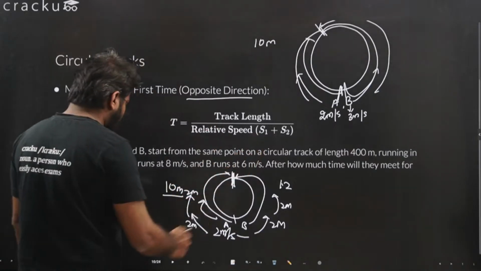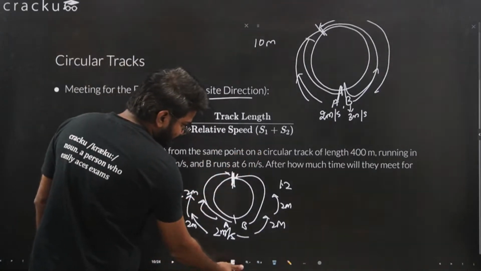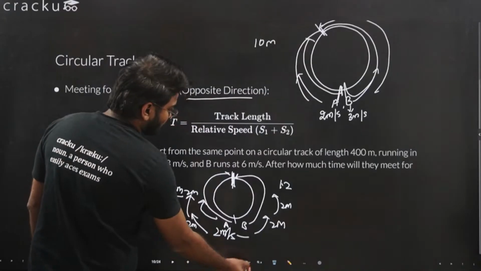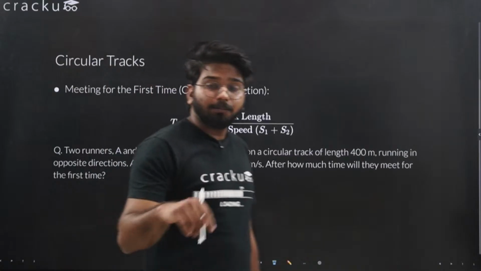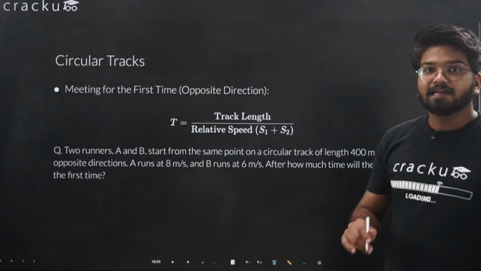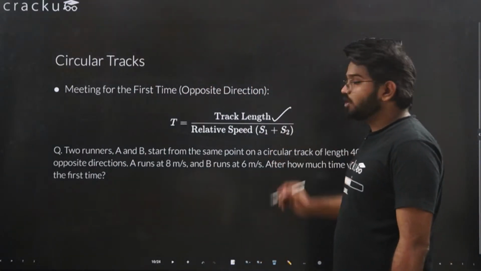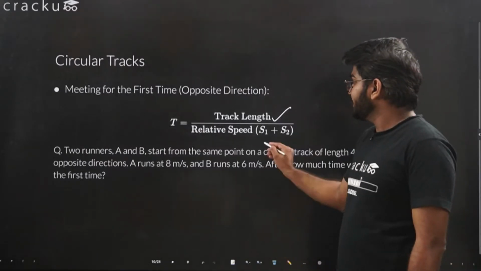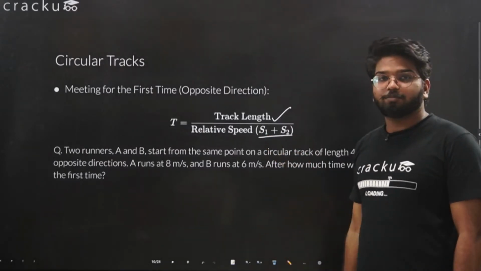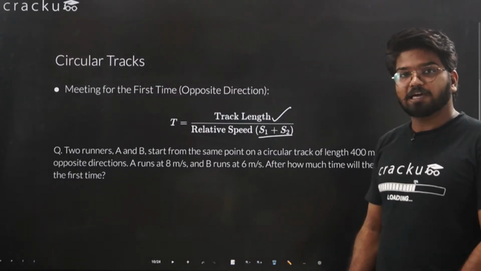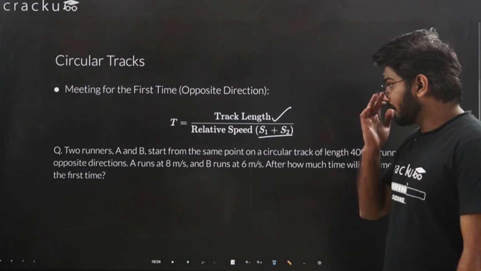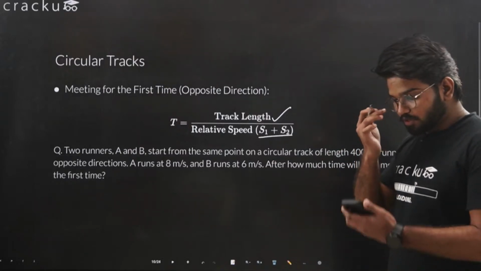Similarly, the same concept here is that if two persons are moving in opposite direction on a circular track, then they have to cover the length of the track with their relative speed. And the relative speed here is the sum of their speeds, because together they are covering the length of the track. Again, we have a question based on this.